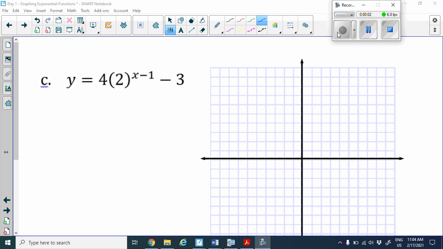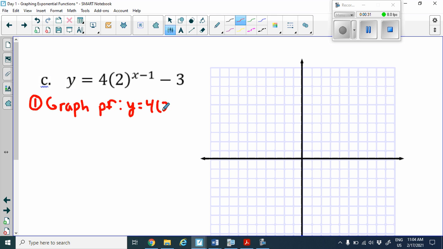Yeah, so here's part 3 of the day 1 notes, graphing exponential functions. Now we're going to be dealing with our horizontal and vertical translations because of our h and k. So when we are doing this, our first thing we need to do is graph the parent function. And so the parent function is going to be your y equals a times b to the x. So in this case, y equals 4 times 2 to the x.